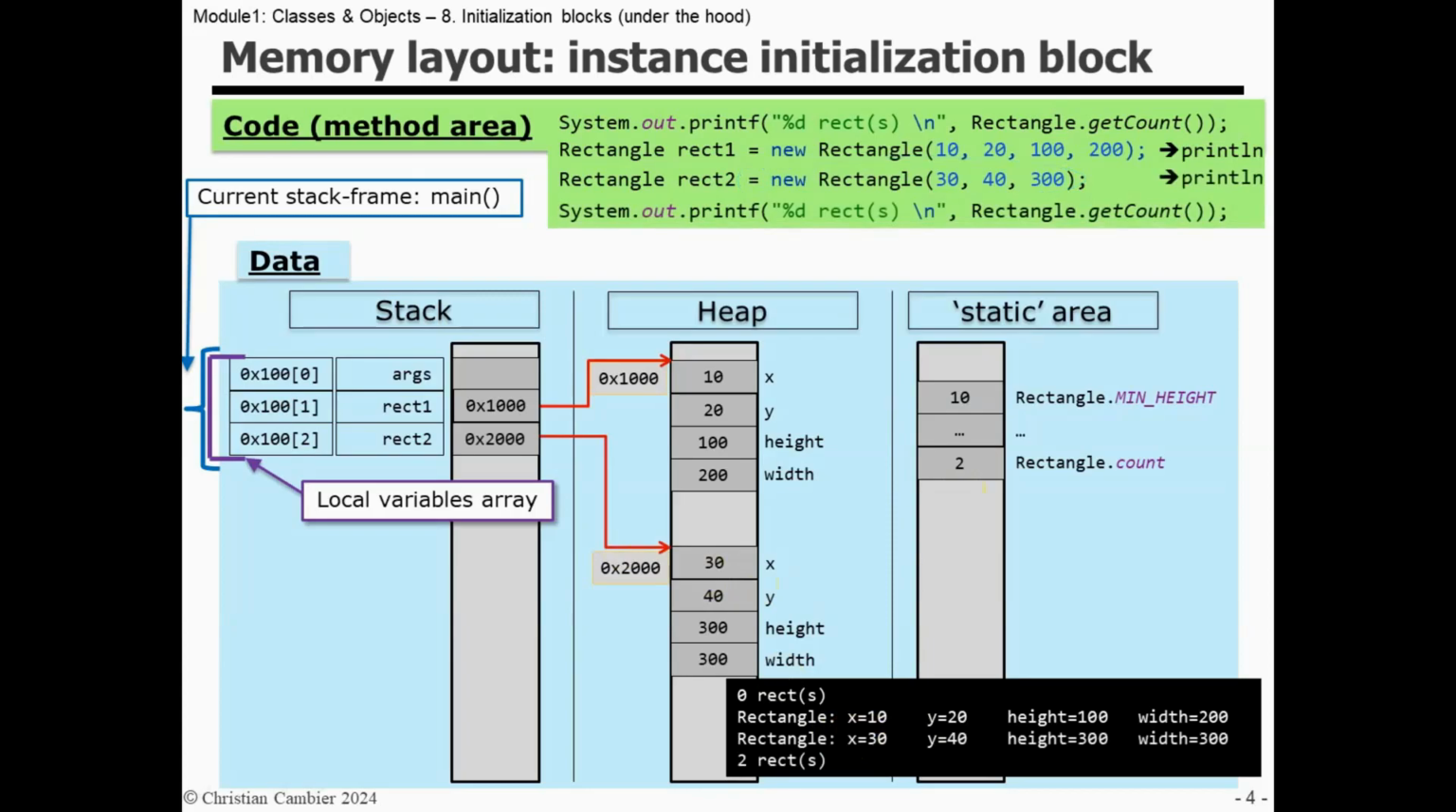So the difference to remember here compared to version 7 is the execution order. First, the initialization block is executed, incrementing the count in the process. After that, the actual constructor executing its setters. That's it for this video.